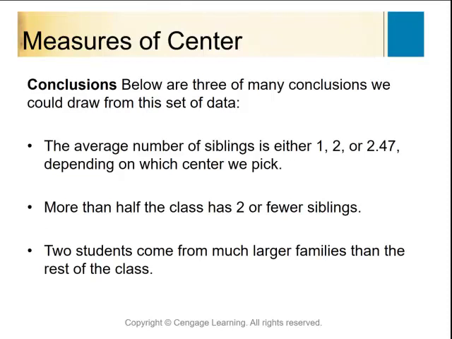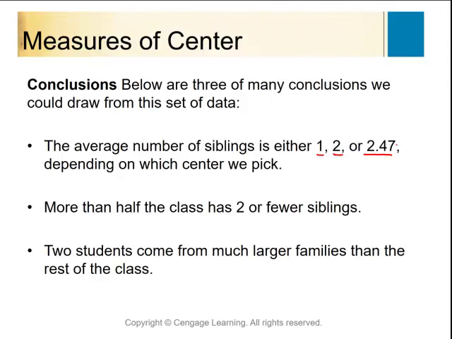In looking at this data, we can come up with a few different conclusions. The average number of siblings is 1, 2, or 2.47 because there's the mode, there's the median, and there is the mean. Any one of those, a newspaper or article or what have you, could tell you was the average, and they are not lying to you. So measure of central tendency does not necessarily mean add them up and divide by however many.